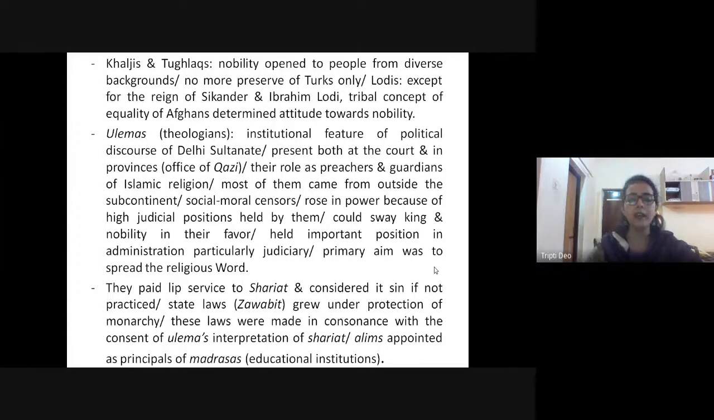The third important segment in this section is the ulemas. Ulemas, in detail I've discussed in my previous lectures, they were theologians. Now, an institutional feature of political discourse of the Delhi Sultanate. I told you when I was taking that lecture that politics and religion were pretty combined. Religion did not survive solely. It could not. So there was a close connection between political authority and religious expansion. Ulemas played a very important role.